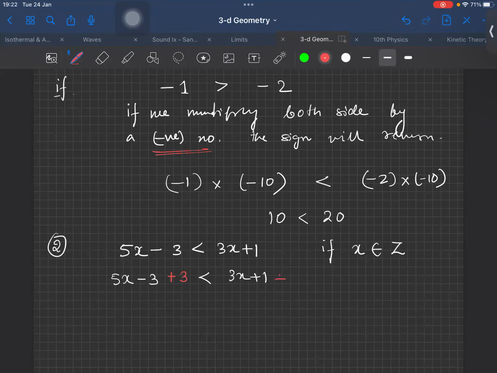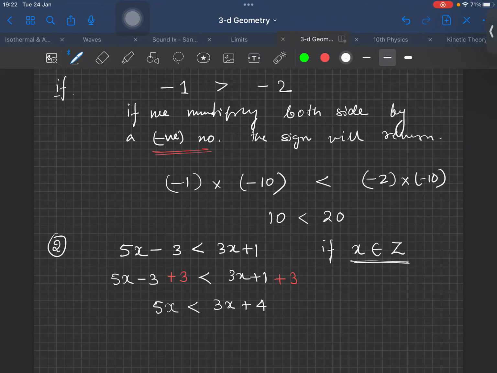X is less than 2. Okay, x is less than 2, but you have to find the value of x if x belongs to integers. Okay, x belongs to Z, I've written, right? So this will be 5x. 5x should be lesser than 3x plus 4, right? Now what next can we do?